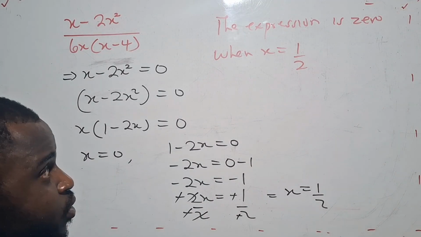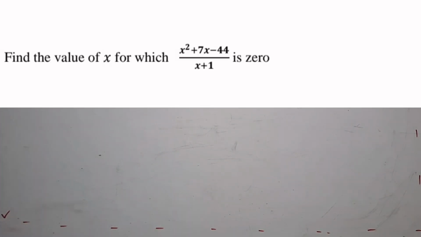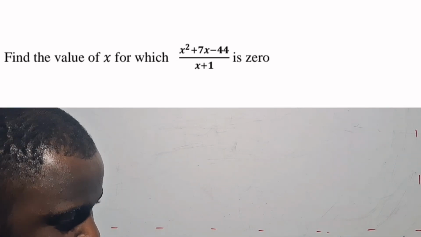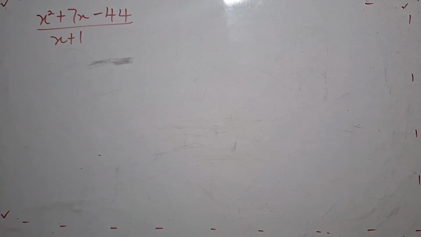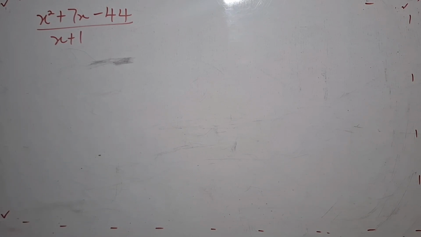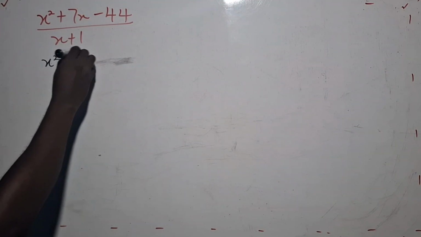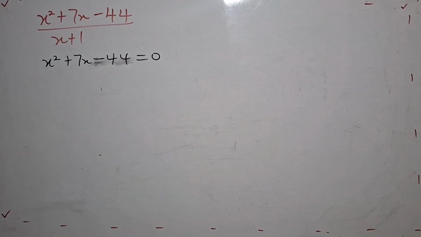So let's take another question on this. The next question says, find the value of x for which (x squared plus 7x minus 44) all over (x plus 1) is 0. As we have learned earlier, it means the focus will be on the numerator. So x squared plus 7x minus 44 will be equal to 0.